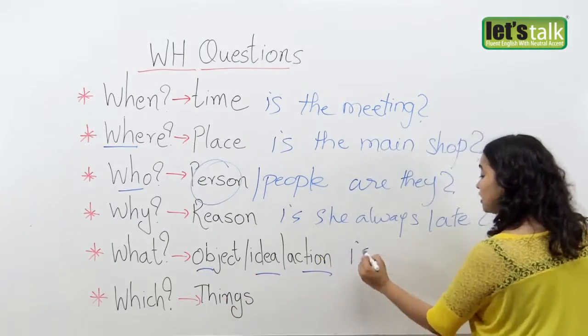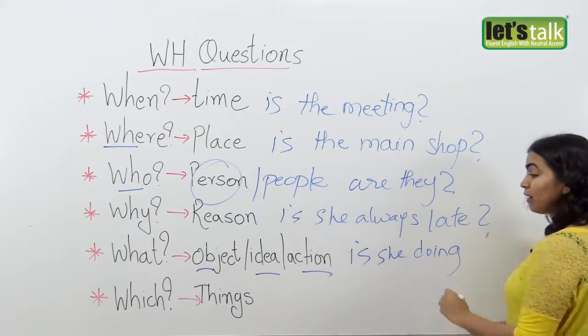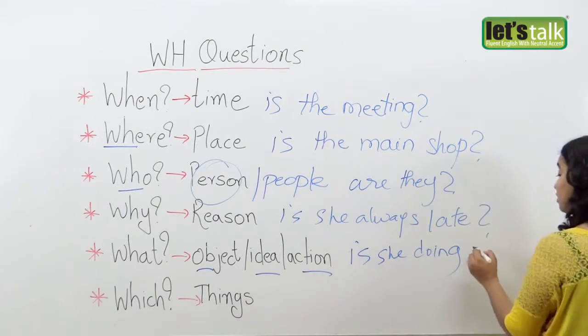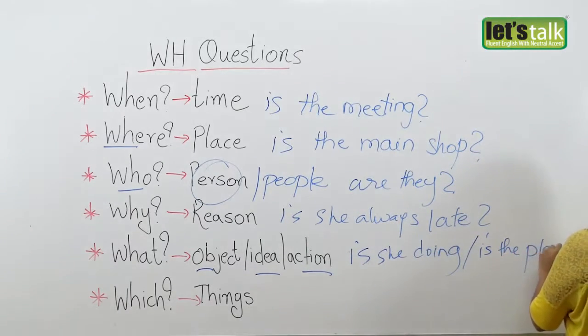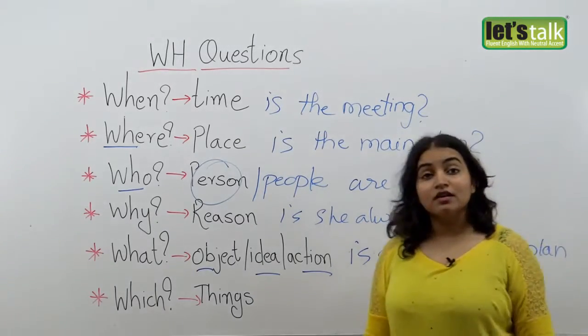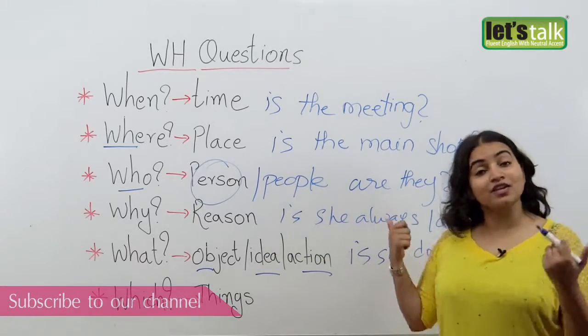I talk about an idea. So I could say, what is she doing? When I talk about an action. Or I could say, what is the plan for today? When I talk about an idea. So what talks about an object, an idea, or an action?